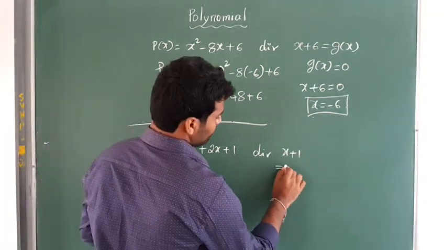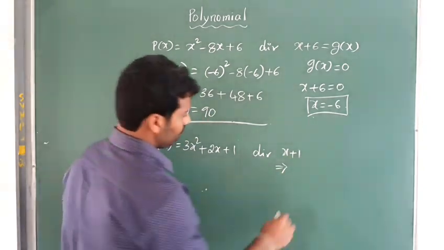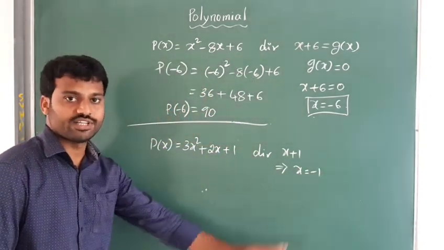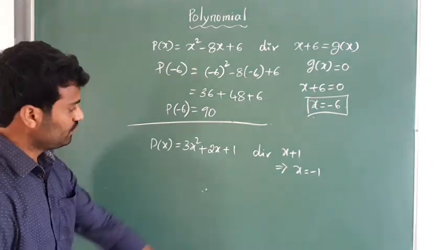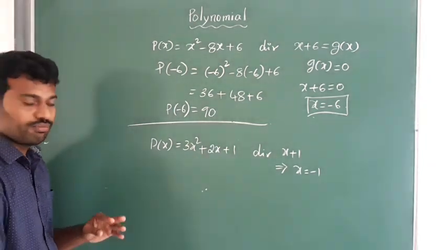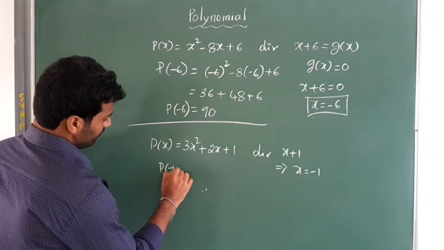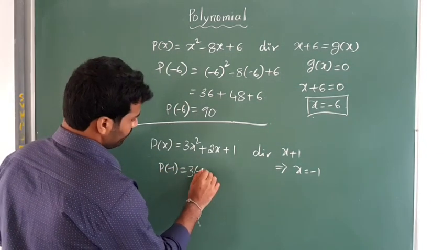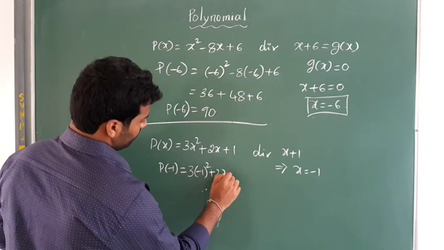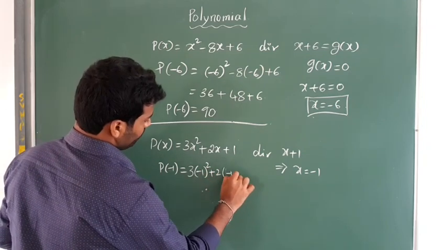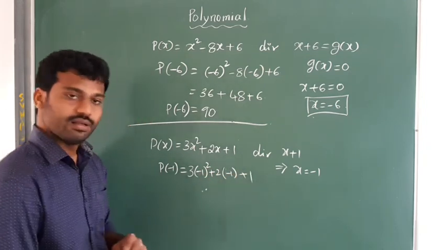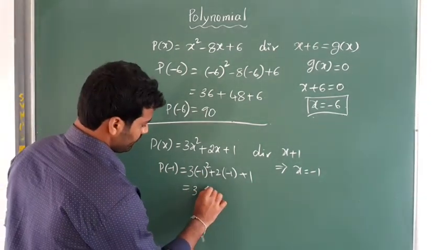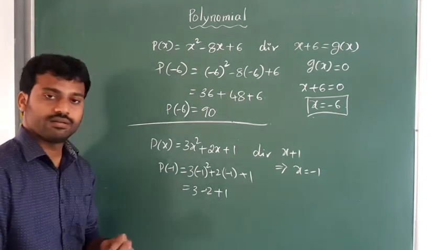Directly, if it is divisible by x plus 1, what will be the x value? Minus 1. Directly you can say. Don't waste time. Okay? So substitute x is equals to minus 1. So what will you get? 3 into minus 1 whole square plus 2 into minus 1 plus 1. Clear on that? So this is 1, 1 into 3. Here minus 2 plus 1.